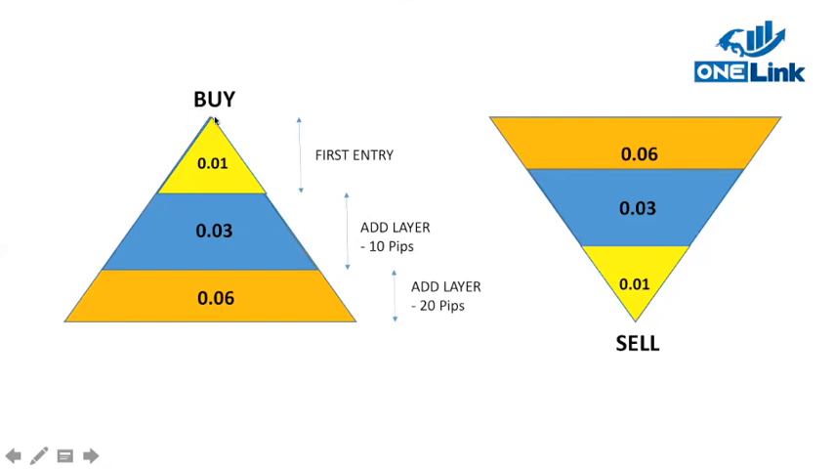Signal out here to buy. Then you enter first. The first entry is 0.03. So this is your buy zone. You enter. So that you enter.